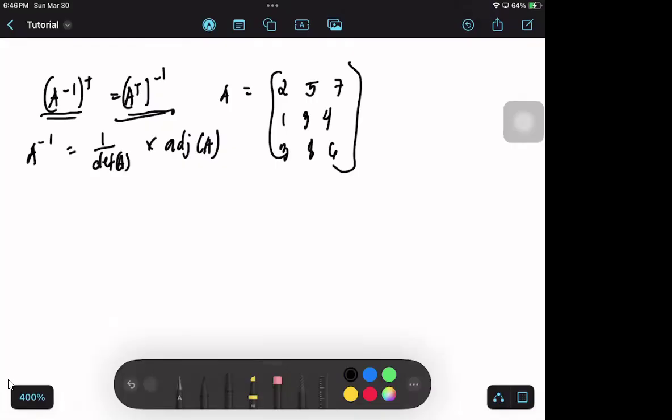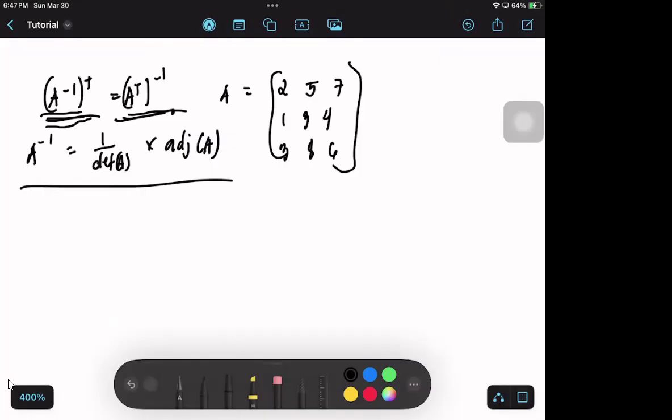Given here, we do have two formulas: the transpose of the inverse of A, and the inverse of the transpose of A, which are actually equal to each other. So we'll begin to determine that later on. It's been said that this will be the formula for the inverse: 1 over the determinant of A times the adjoint of A.